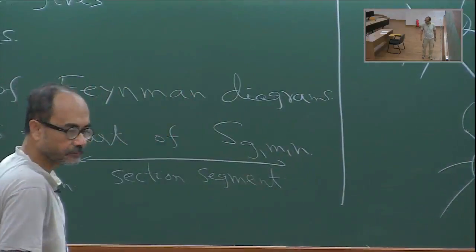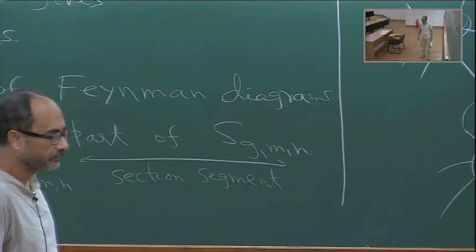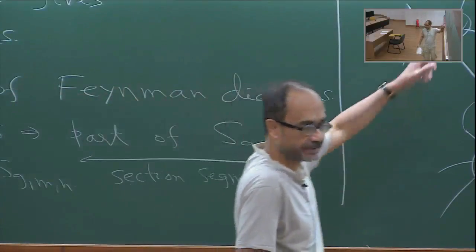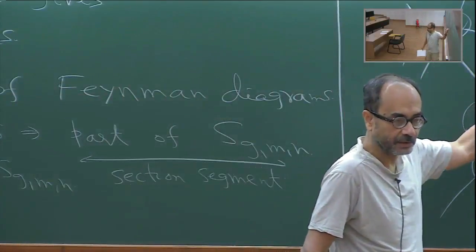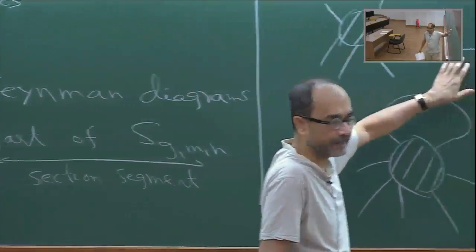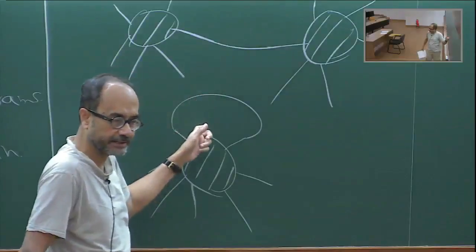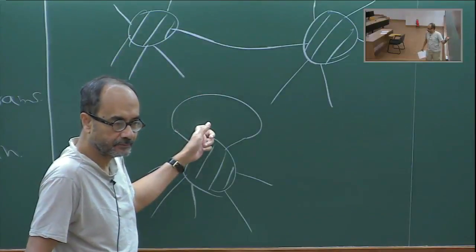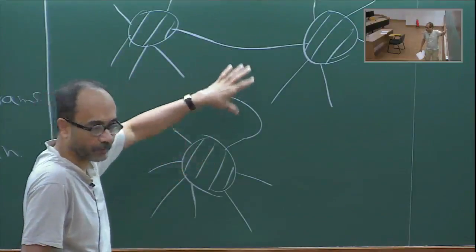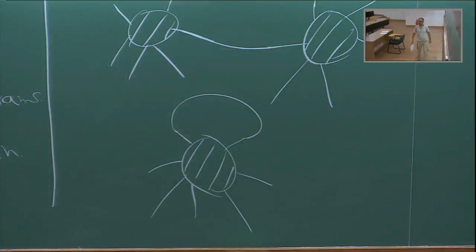Why do you consider these two operations? You could have joined many more legs at once. Yes, you can join many more legs, but you can do it step by step. You can first join this and then join this now, like this. So these are the basic operations that you want to understand.